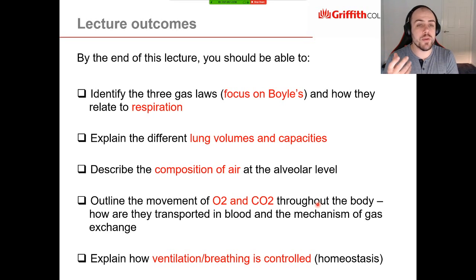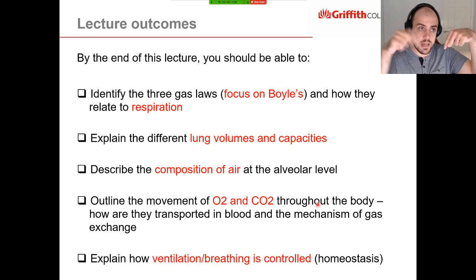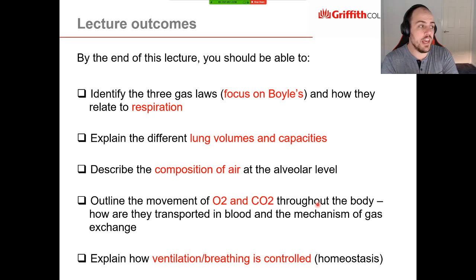Understand ventilation perfusion coupling, VQ coupling. As one goes up, the other one will go up. As one goes down, the other one will go down. Supply and demand sort of thing. And of course, understand some of the factors that go into controlling our breathing. That is, looking at our chemoreceptors and our stretch receptors in the lungs and just the voluntary control that we can have, breathing in, breathing out.